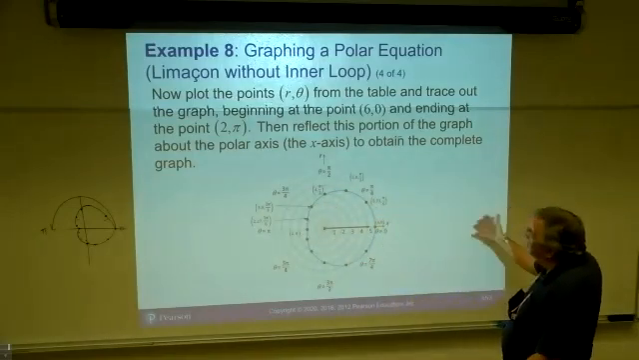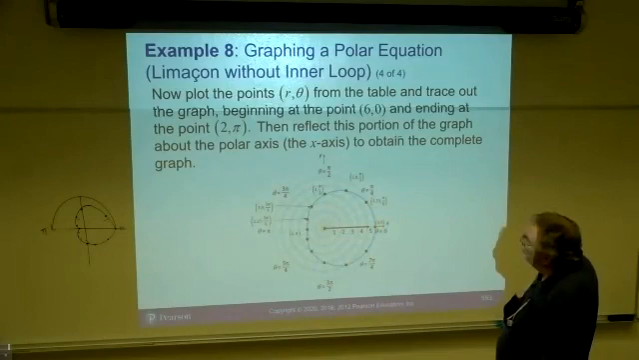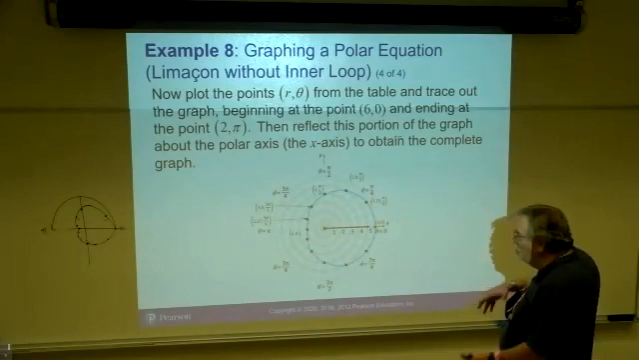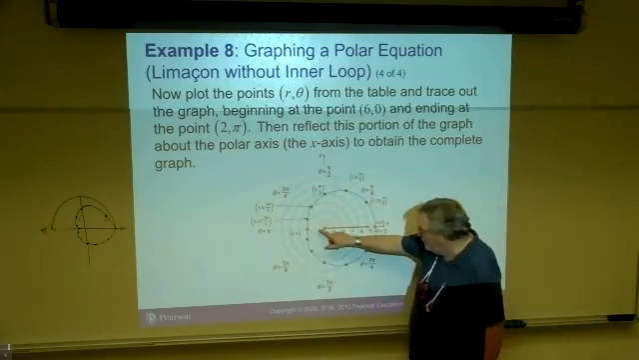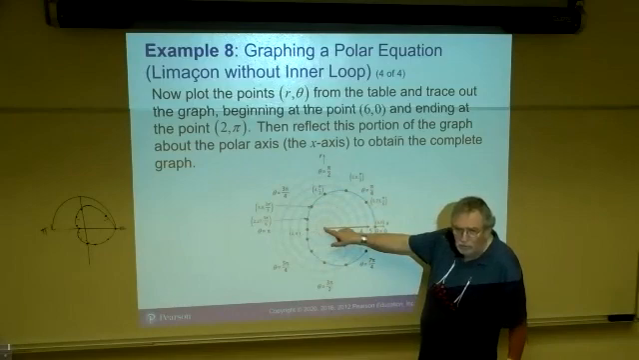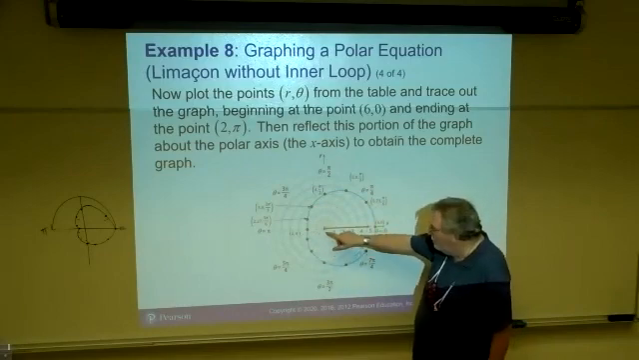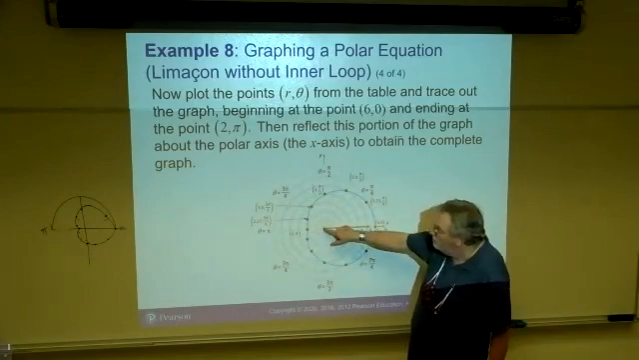And it's another cardinal. Oh, this is a limacon without an inner loop. So it looks like a cardioid, but it's not. The point up here is not on the pole. With a cardioid, the point will be on the pole.